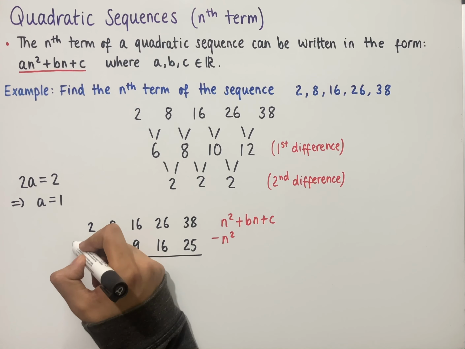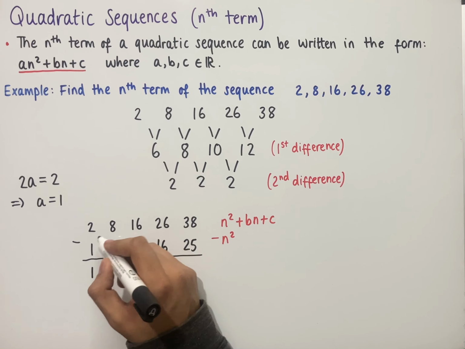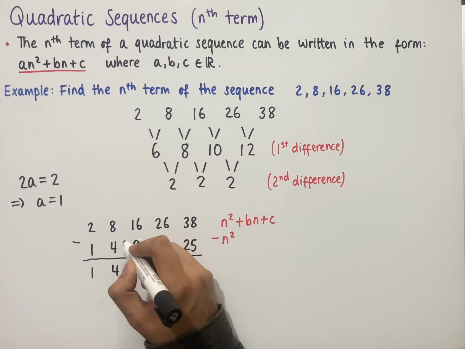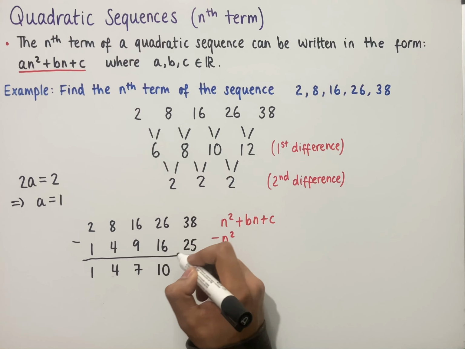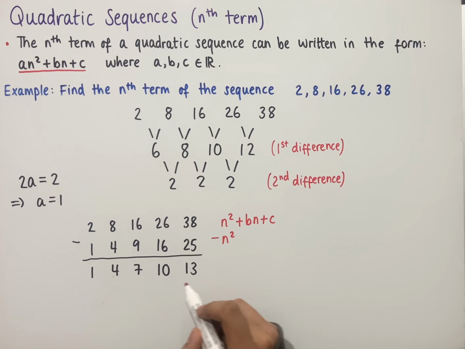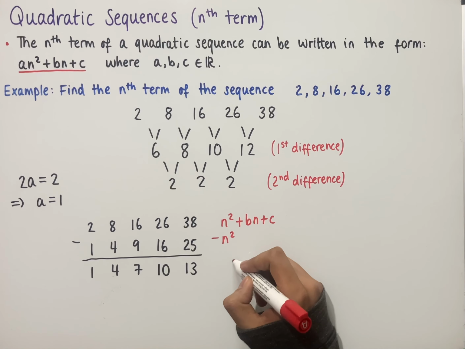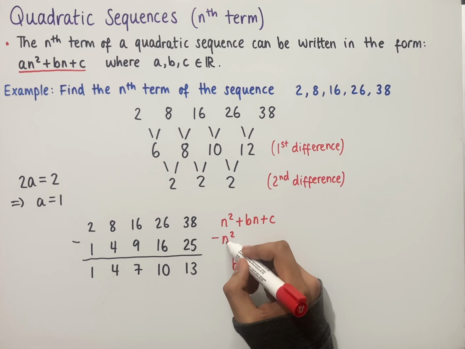And so taking away these two sequences, we have 2 take away 1, which is 1, 8 take away 4, which is 4, 16 take away 9, which is 7, 26 take away 16, which is 10, 38 take away 25, which is 13. And so the nth term of this sequence now is bn plus c, because n squared take away n squared cancels.